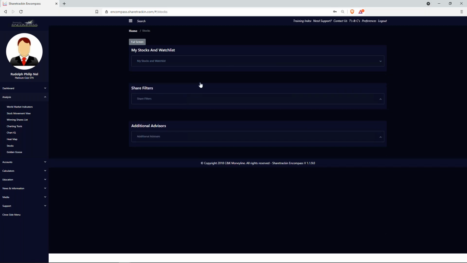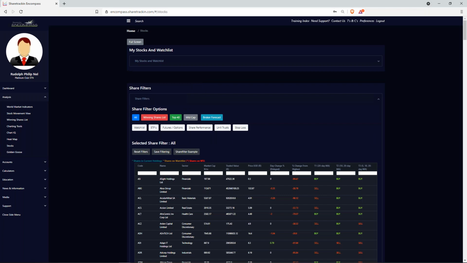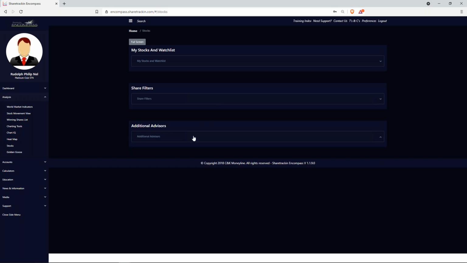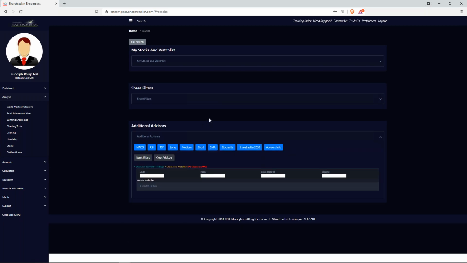Below that, you've got the share filter. Now, the share filter is a bit more advanced filter. So tonight, we're not going to use the share filter. Sorry, we're going to use the additional advisors. Underneath the additional advisors, you've got MACD, RSI, time series forecast, long, medium, and short term, simple moving average of 40 days, your stochastic, Sharetrackin 2020, and then the advisors info.